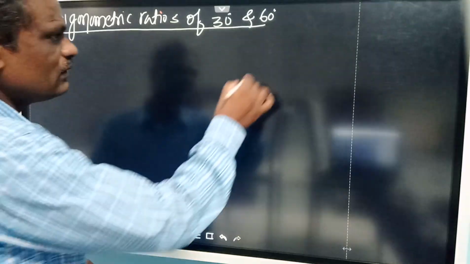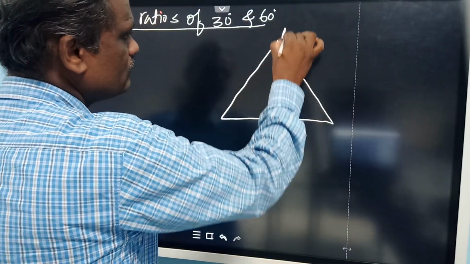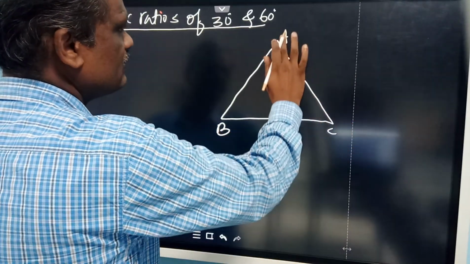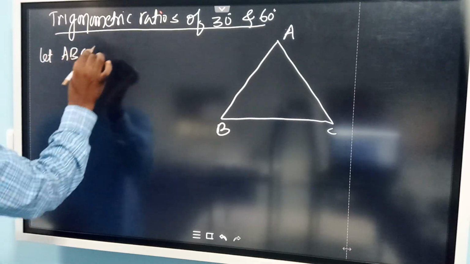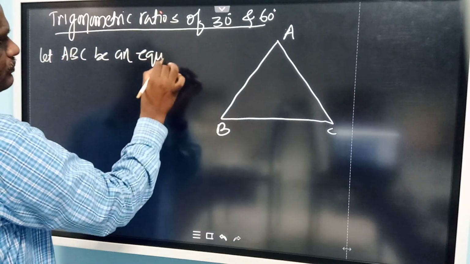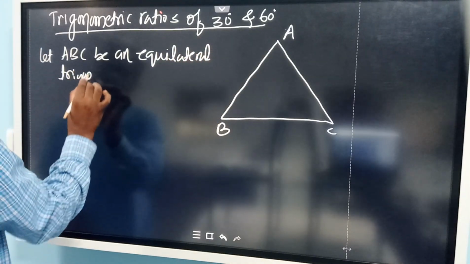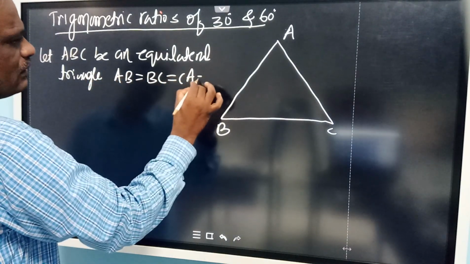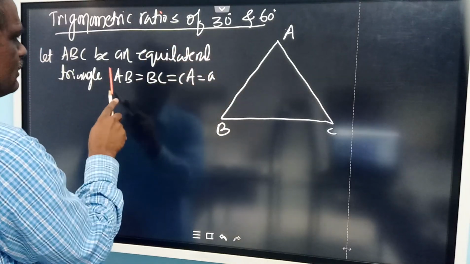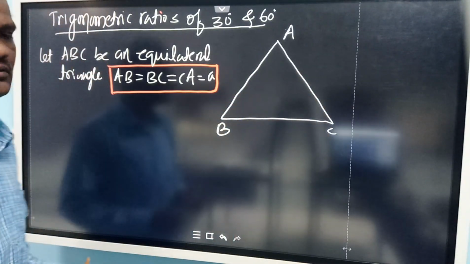To find out the trigonometric ratios of 30 degree and 60 degree, we have to take an equilateral triangle here. So first let us take an equilateral triangle ABC. Let ABC be an equilateral triangle. That means AB will be equal to BC, equal to CA. We will consider all are equal to A units. So this is also A, this is also A. All are equal to A units.